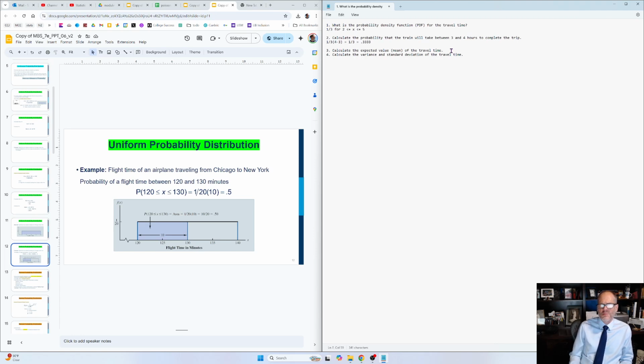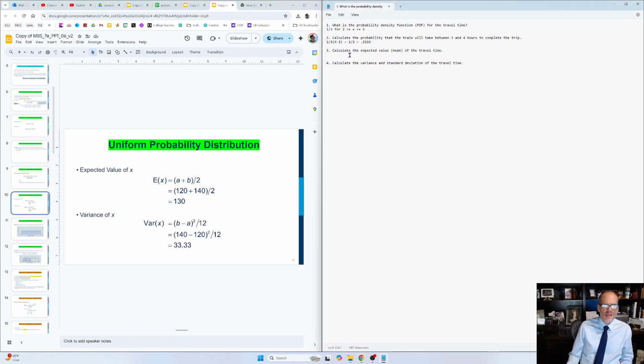Calculate the expected value, the mean, of the travel time. The expected value is going to be a plus b divided by 2. That's 5 plus 2, which is 7, divided by 2, equal to 3.5. And calculate the variance and standard deviation for this travel time. The variance is going to be 5 minus 2, which is 3, squared, which is 9, over 12. And that is equal to 3 over 4, which is equal to 0.75. And so that's our variance.